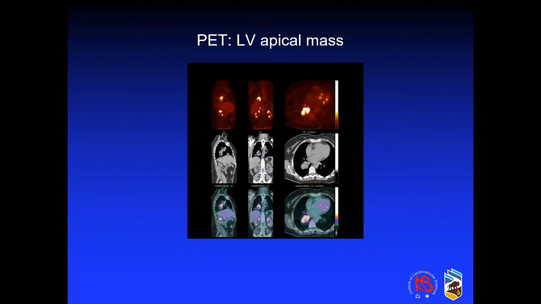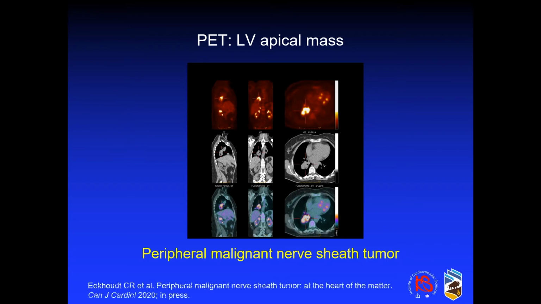Finally, this is the representative PET scan of the individual, which shows that those masses that are present within the LV interventricular septum and lateral wall do light up. And in the end, this patient was diagnosed with a peripheral malignant nerve sheath tumor that originated from the axilla and metastasized to the chest into the myocardium itself.